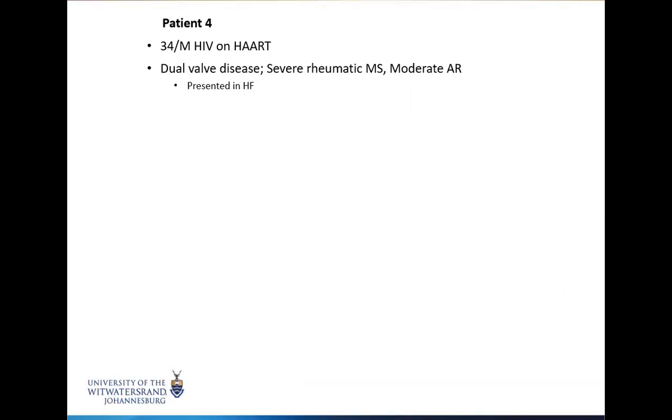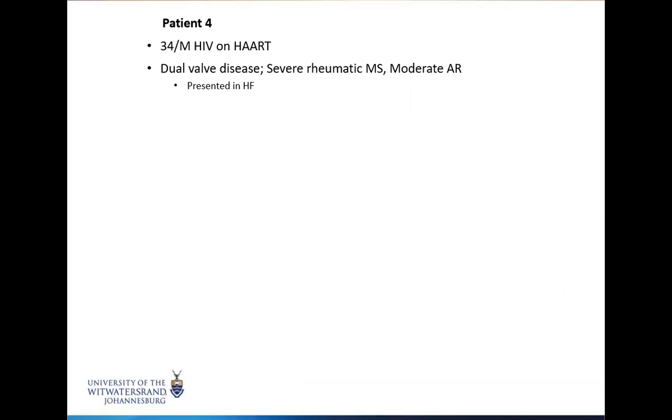Then the last patient that I want us to consider was also a young patient with HIV controlled on treatment. Essentially came to us with double valve disease, which was of rheumatic etiology. He had severe mitral stenosis, as well as moderate aortic regurgitation. At the time of presentation, this patient was already in heart failure.